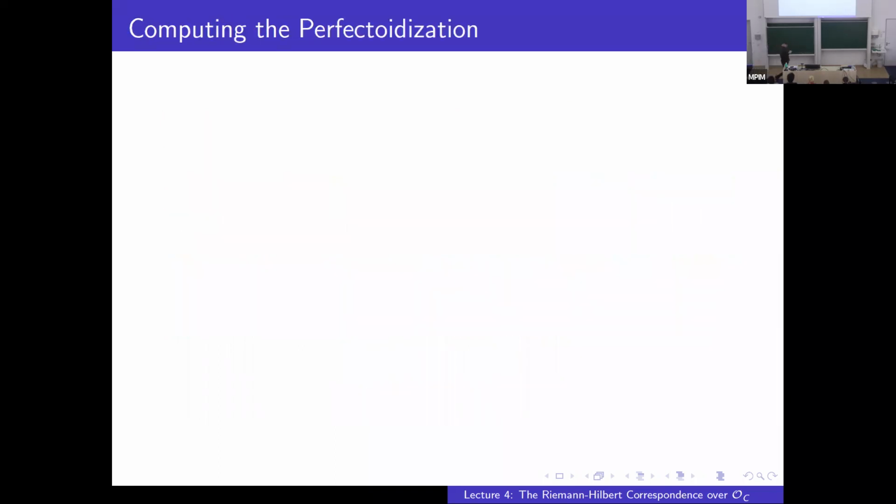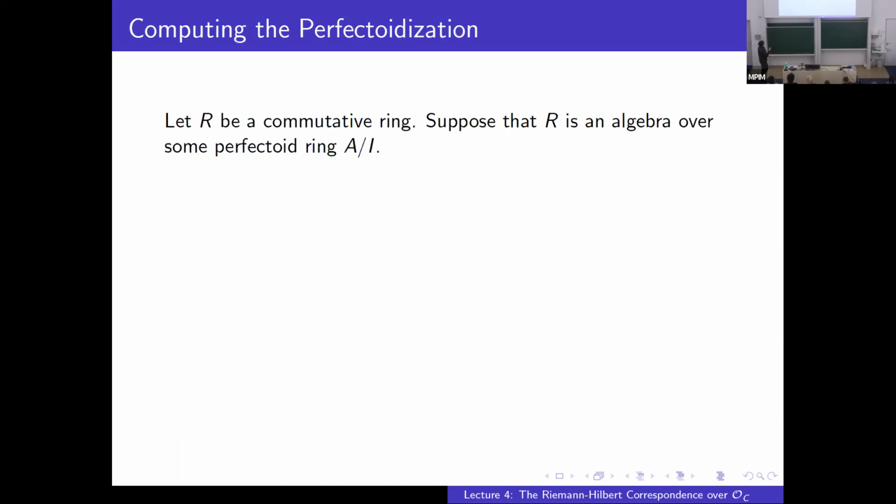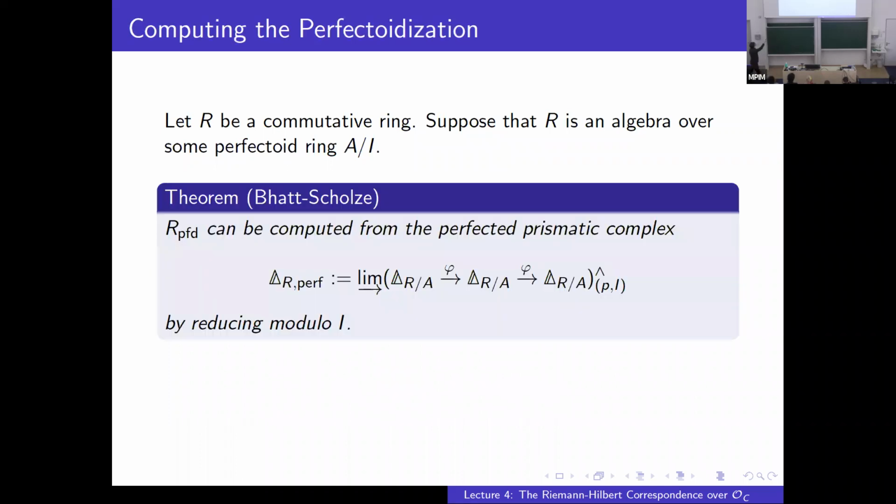So let me say a few words about what this perfectoidization construction looks like. So a priori, it was defined as some enormous inverse limit, and it might not seem like something that you can necessarily get a very good handle on. But in the situation where R is an algebra over a perfectoid ring, there's a very nice description of this due to Bhatt and Scholze. They showed that this perfectoidization can be computed using the formalism of prismatic cohomology.